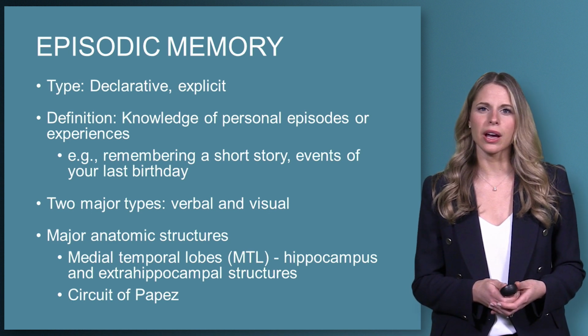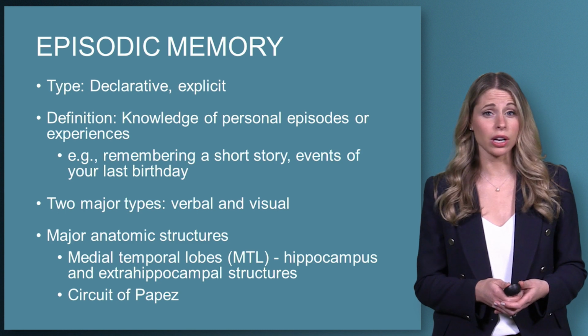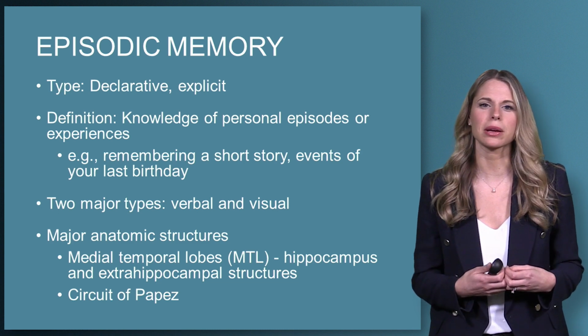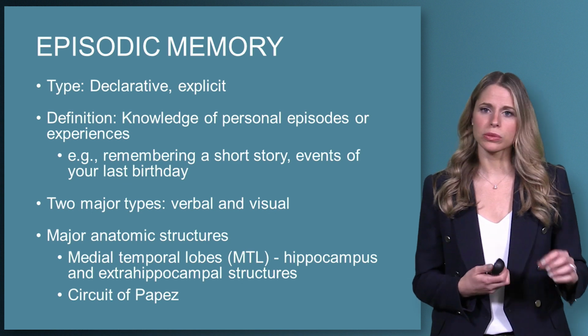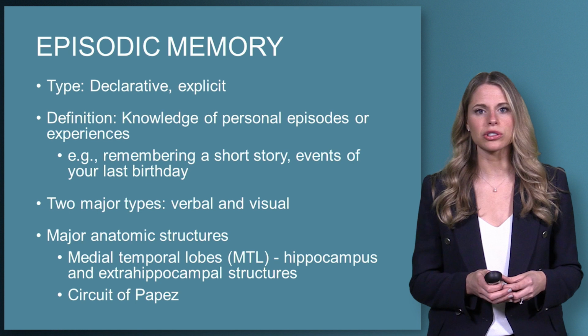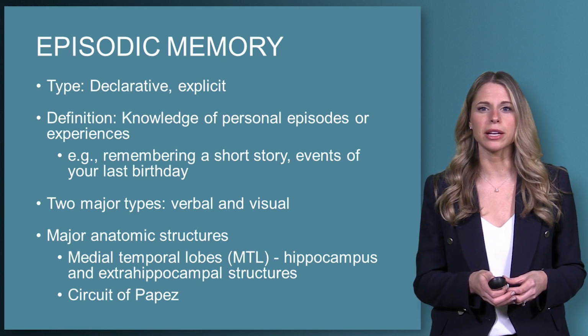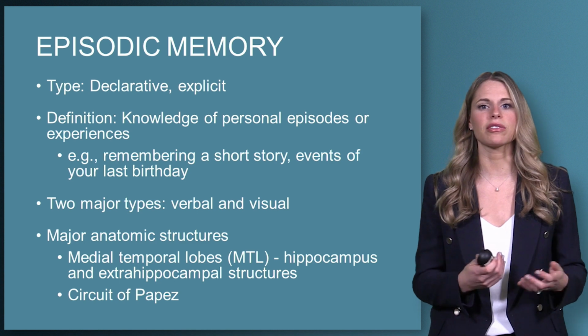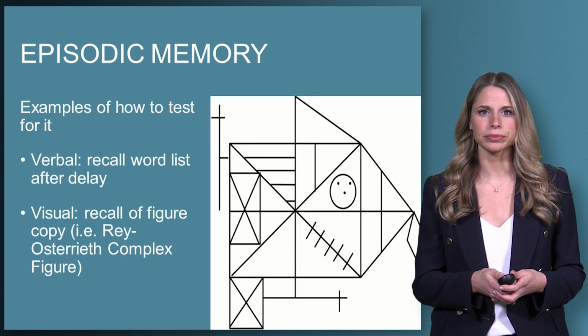The underpinnings in terms of the major anatomic structures are really the medial temporal lobes, which are the seat of episodic memory in the brain. More specifically, the hippocampus, as well as the extrahippocampal structures, of which we'll review the anatomy. And then outside of the medial temporal lobes is the circuit of Papez, which we'll also review.